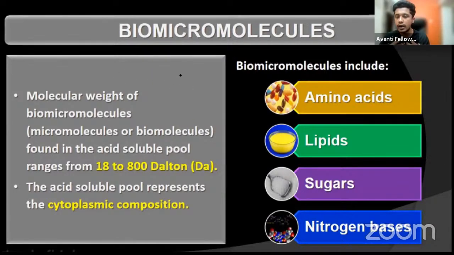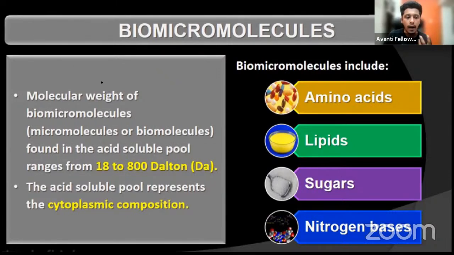Basically, our living body is made up of the same earth-like elements, both organic and inorganic. So coming to biomicromolecules and macromolecules, these are highly important to us in building some of the important structures of our body. I mean, some of the important structures of our cell, be it amino acids, lipids, sugars, or nitrogen bases. They all belong to the category of biomicromolecules.